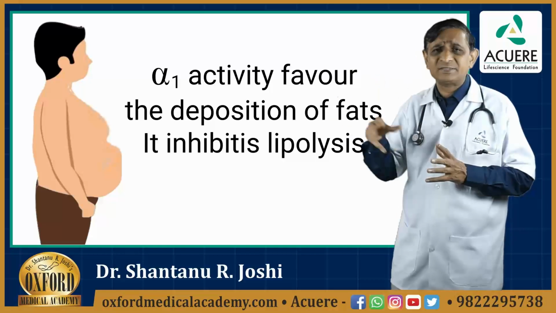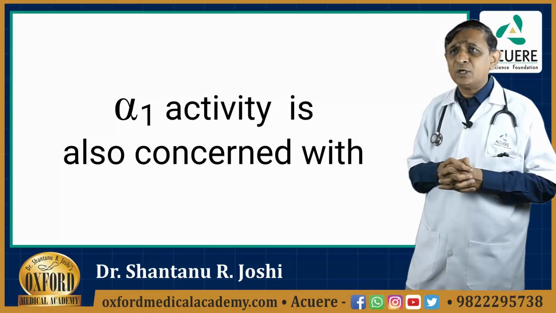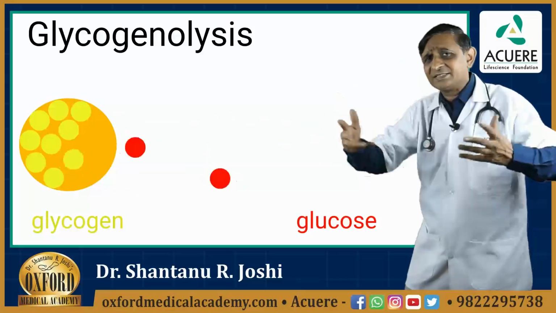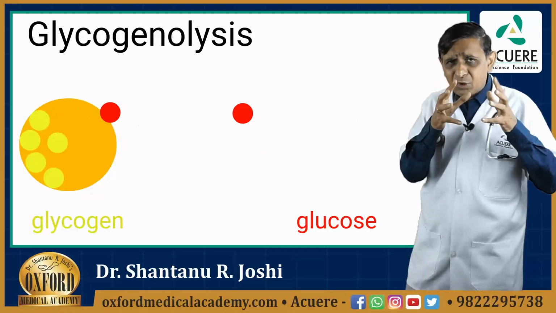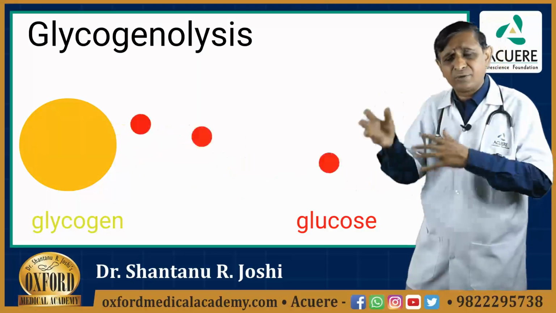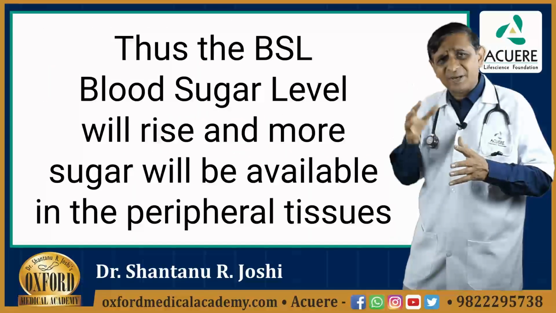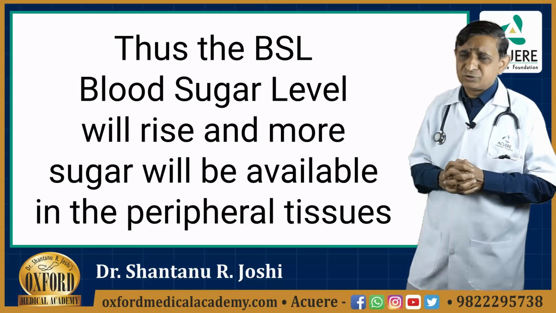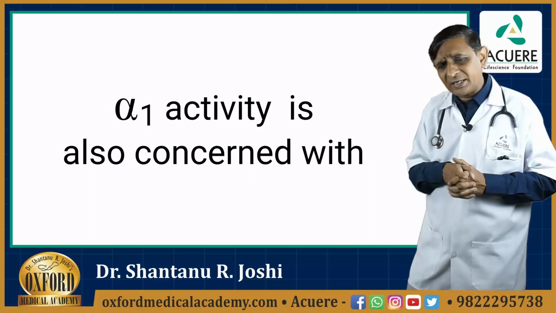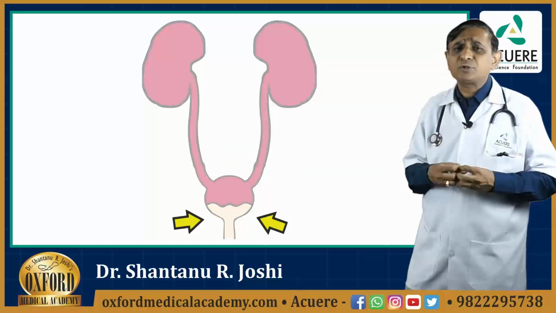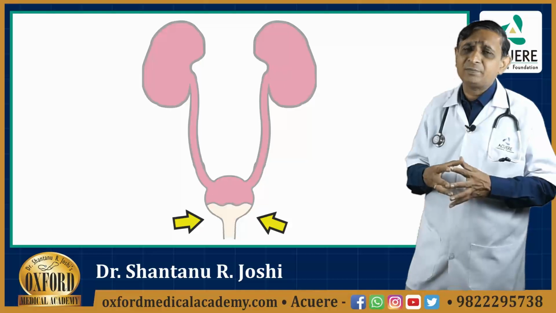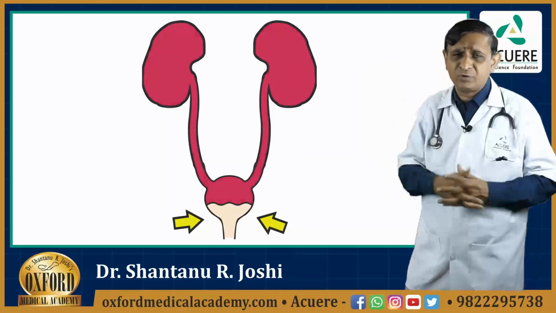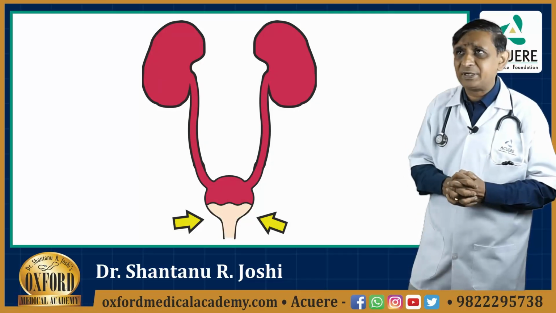It inhibits lipolysis. Alpha 1 activity is also concerned with glycogenolysis. Glycogenolysis means it converts the stored form of glucose, that is glycogen, into glucose. Thus, the BSL, that is the blood sugar level, will rise and more sugar will be available in the peripheral tissues. Alpha 1 activity is also concerned with the contraction of smooth muscles of the urethra. When the smooth muscles of the urethra are constricted, there will be retention of the urine by alpha 1 activity.